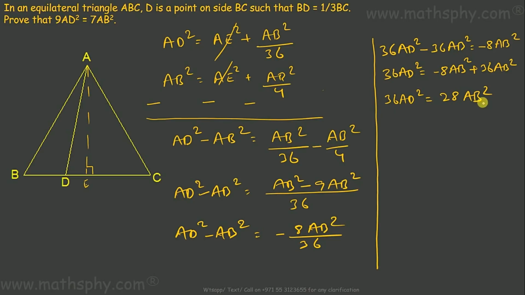Let's divide both the sides by 4. I get 9 AD square equals 7 AB square. That's what we had to prove here. 9 AD square is equal to 7 AB square. Proved. Done.